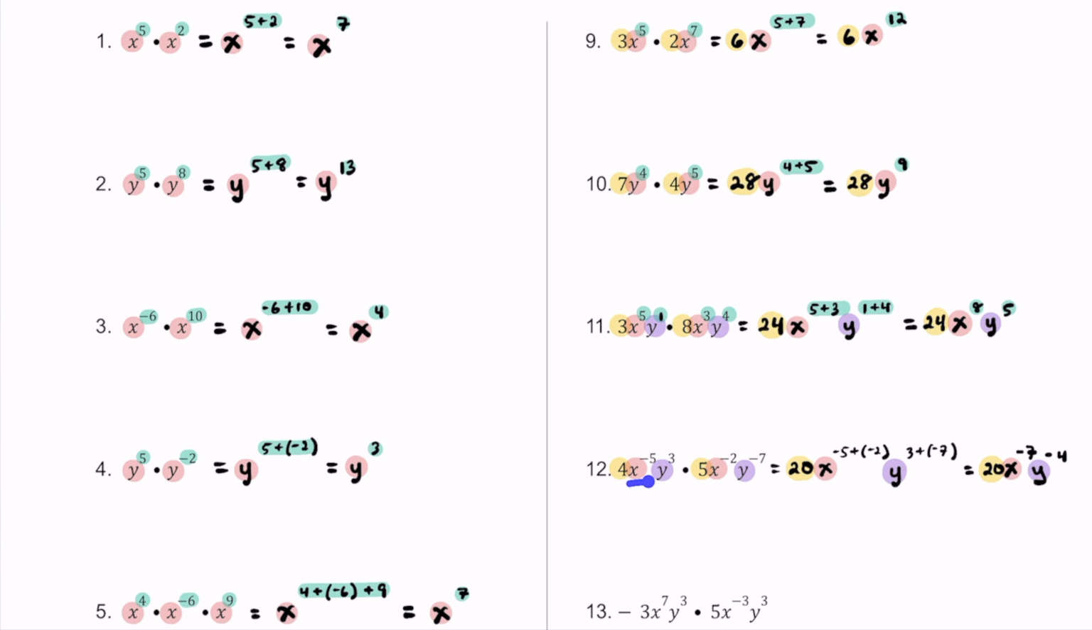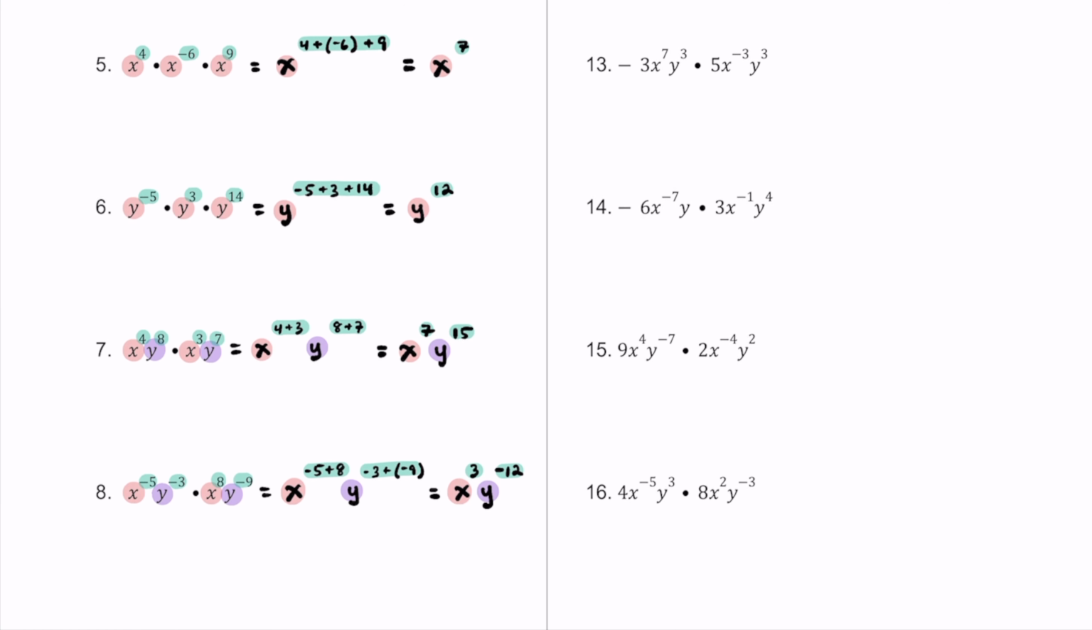Then for x to the negative fifth times x to the negative second, we go ahead and add their exponents. So negative 5 plus negative 2, if we add those together, we do get this negative 7. And then finally, this y to the third power times y to the negative seventh power, we can go ahead and take their little exponents of 3 and negative 7, add them together. 3 plus negative 7 is negative 4.